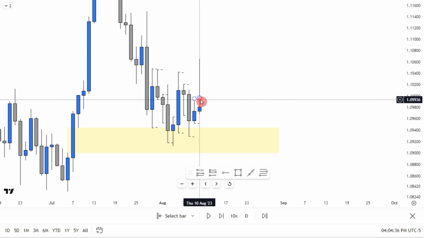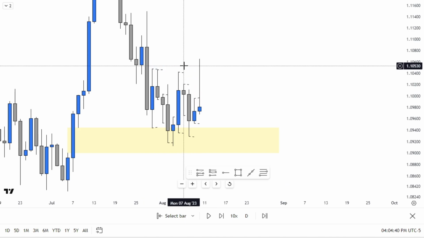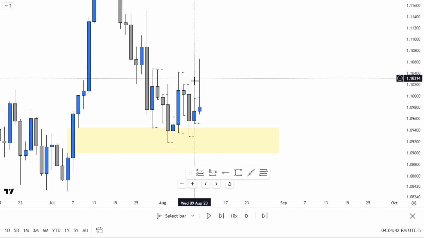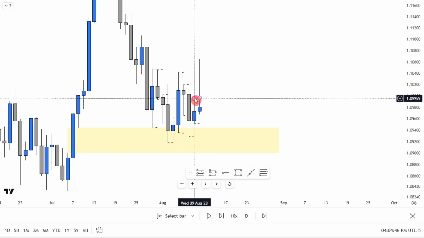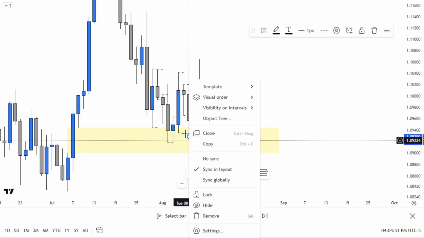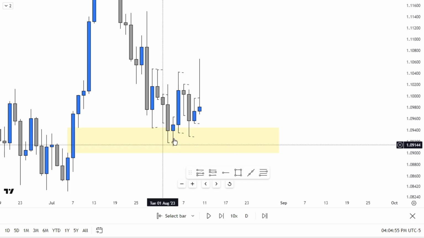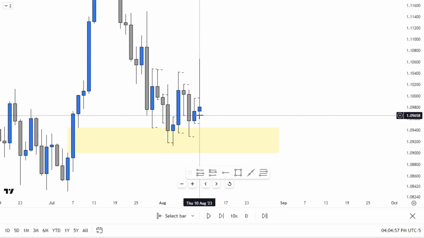Price takes out this previous day high, takes out the swing high, and takes out this swing high. And then it ultimately closed below this previous day high. So now we're looking for price to head lower. We're looking for price to take out this swing low, and then this previous day low. Let's go ahead and see how price plays out.